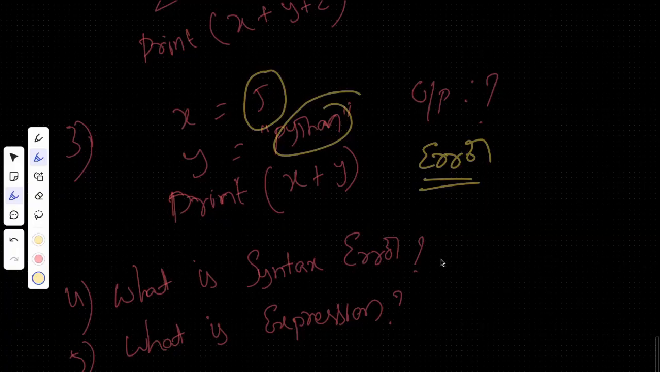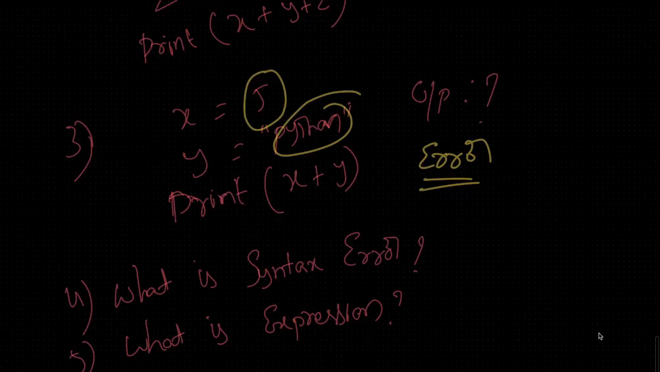And next, syntax error. Syntax error in Python or any other programming language is an error that occurs when the code doesn't follow the syntax rules of the language. So these errors occur because the written code doesn't conform to the grammatical rules of Python. We will show in code once how it is going to be.